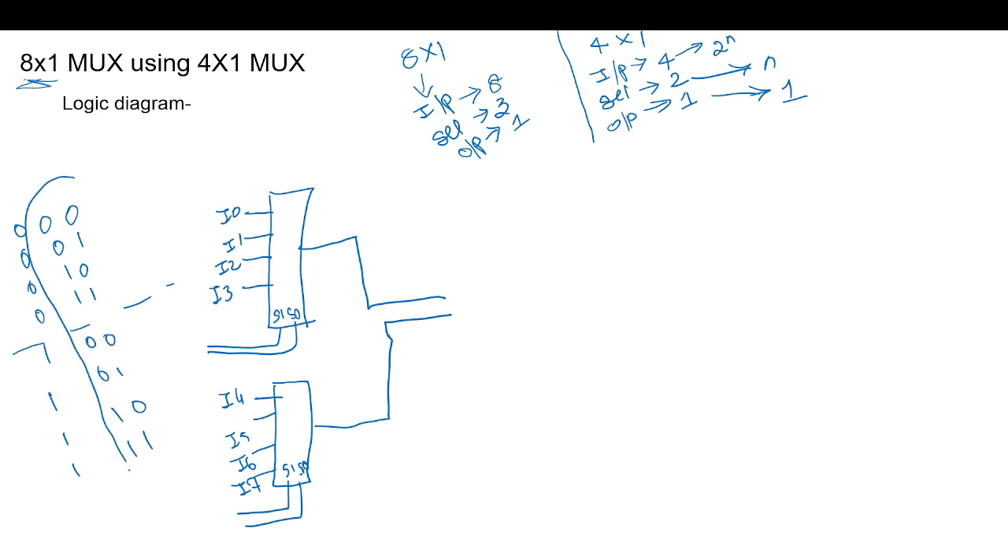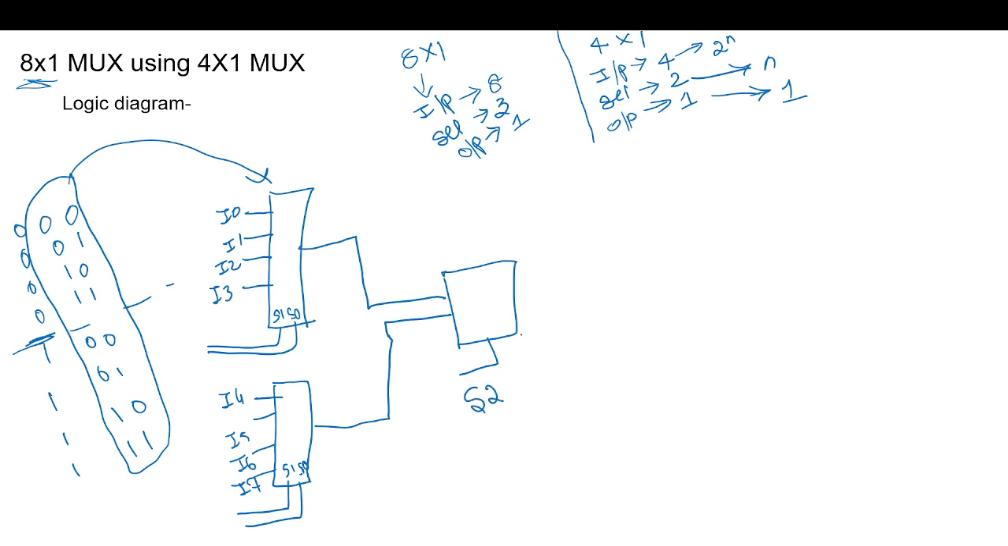So this one we are obtaining in the first stage. Now to select between the first multiplexer and the second multiplexer, I need another 2x1 multiplexer, and I will apply this S2. So I will get the final output. This is 4x1, 4x1, and 2x1. So for 2x1, the number of inputs will be 2, with one select line and one output.